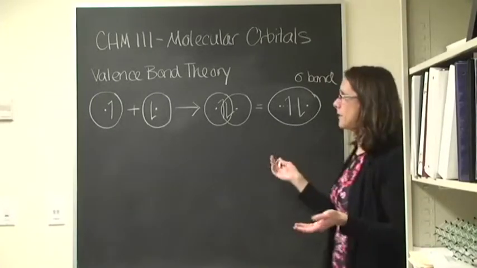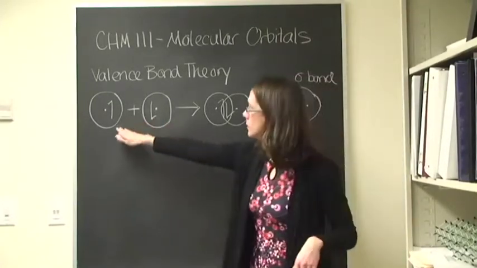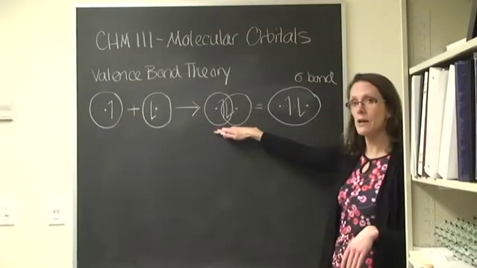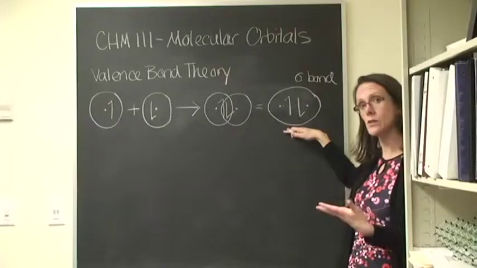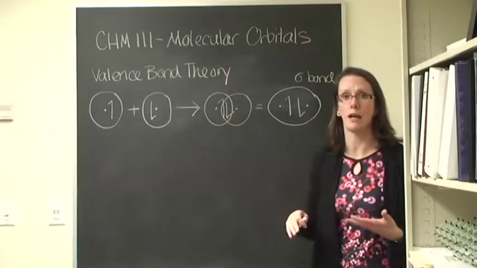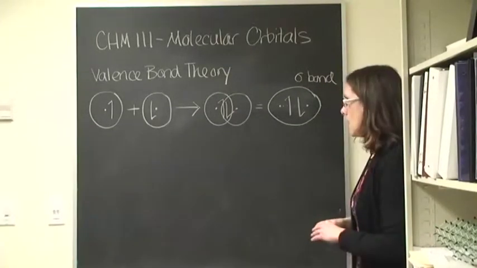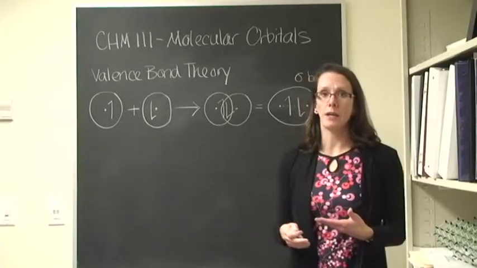And that's valence bond theory. We bring together two atomic orbitals, we allow them to overlap, and they form, in this case, a sigma bond. We also saw ways that orbitals can overlap to form pi bonds. All right, so what's new about molecular orbital theory?